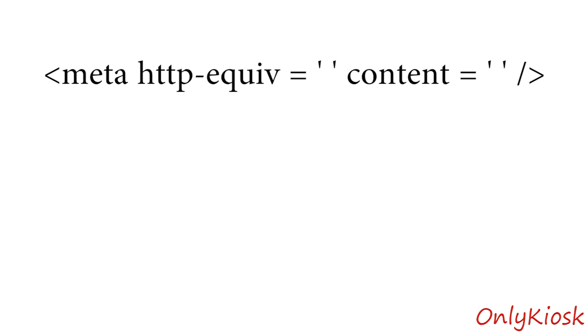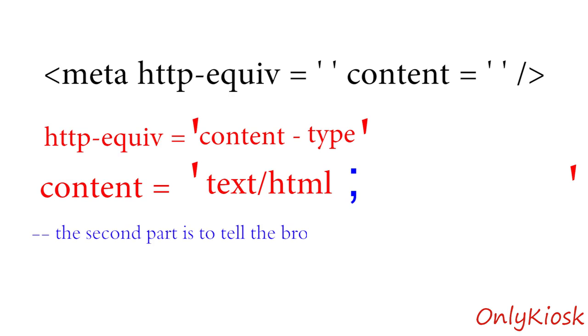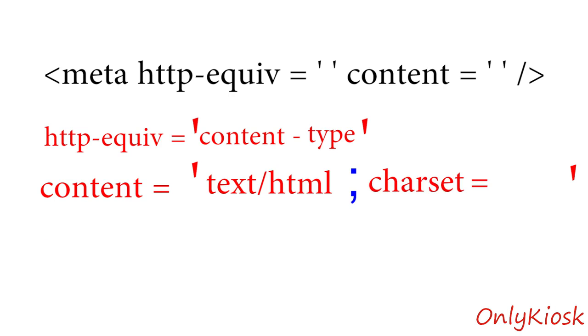To set a language encoding, you set the first attribute, HTTP equiv, to content hyphen type. The value of the second attribute, content, is made up of two parts. The first part is text/HTML. Behind the first part, you need to put a semicolon. The second part is to tell the browser the language encoding. Charset =, the language encoding you need.